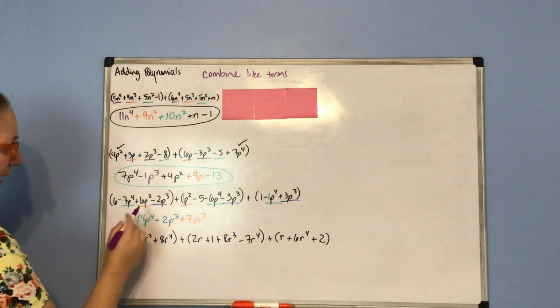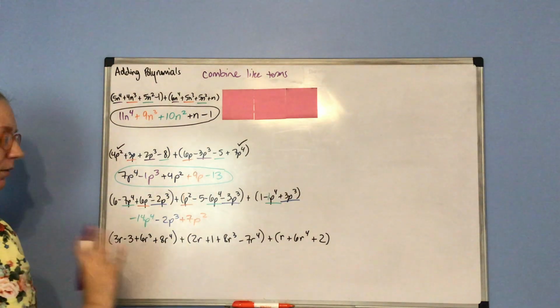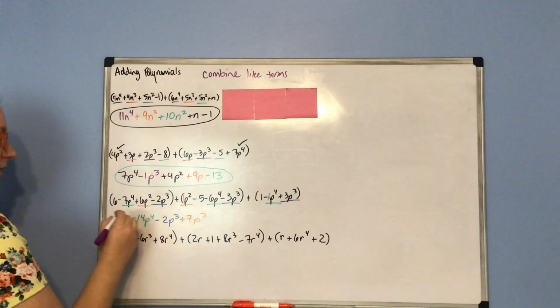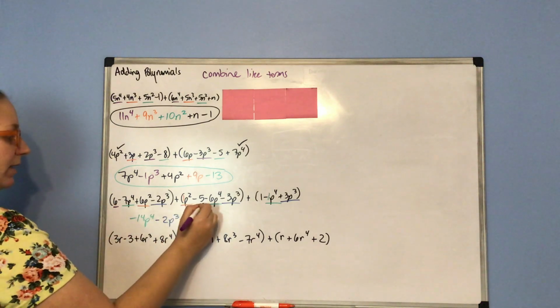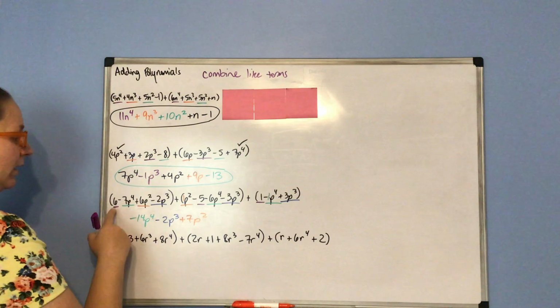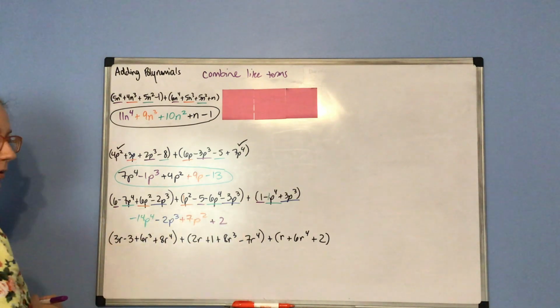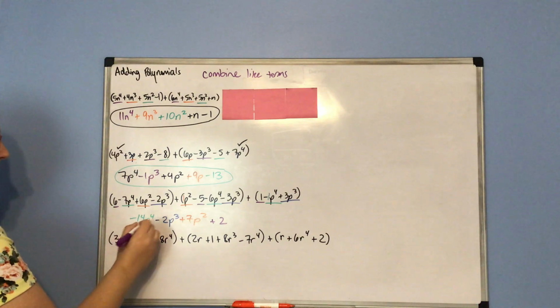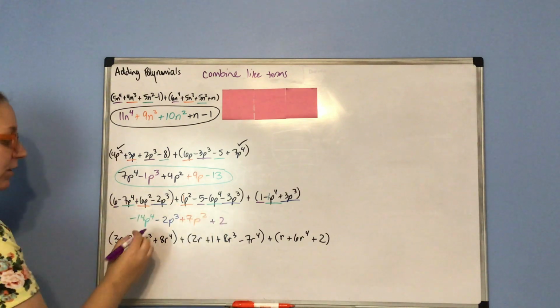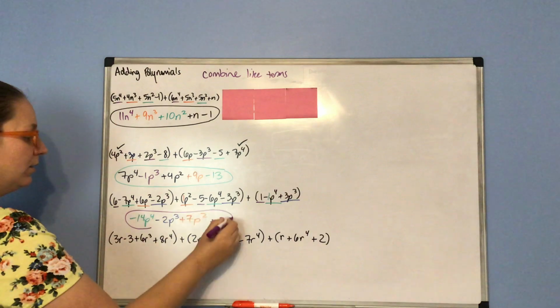We do not have any regular p's here, so we have no regular p terms in our final answer. Numbers though, 6 minus 5 plus 1. 6 minus 5 plus 1 gives us 2, positive 2. Don't forget that plus sign in front. Double checking our answer, we do not have any like terms to combine, so we are finished.